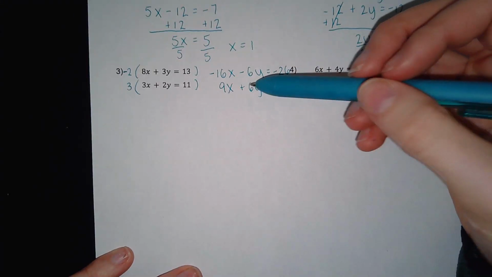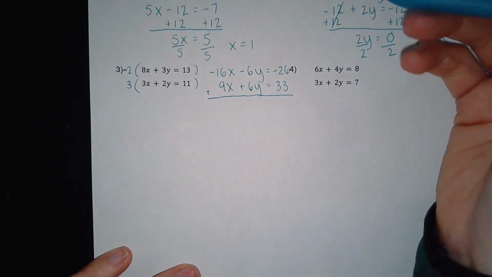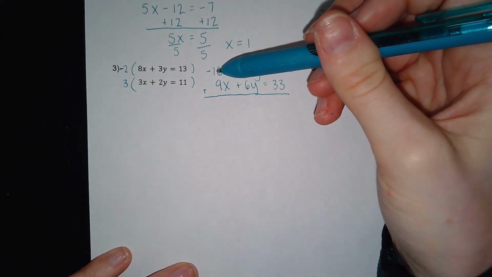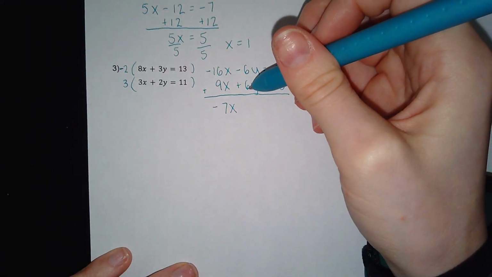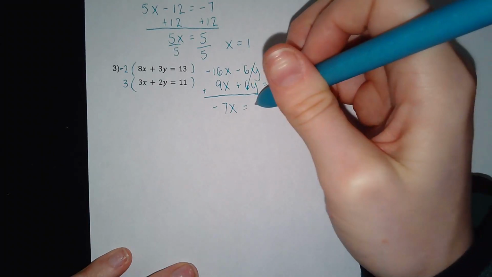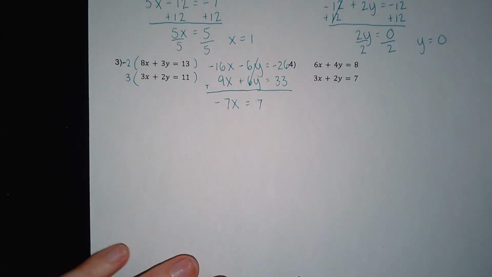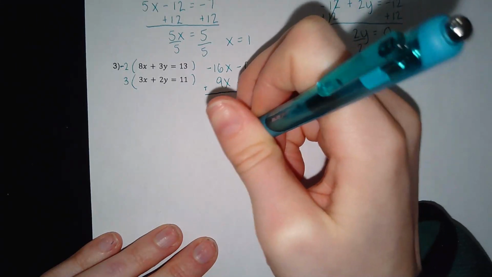Once we have same number, opposite signs, we can go ahead and add our equations together. Negative 16 plus 9 is negative 7x. Negative 6y plus 6y is 0, so those are eliminated. And negative 26 plus 33 is 7. If we divide by negative 7, that will give me an x value of negative 1.